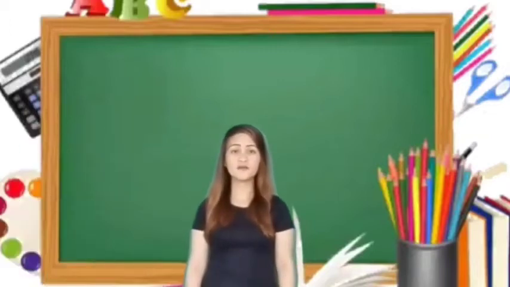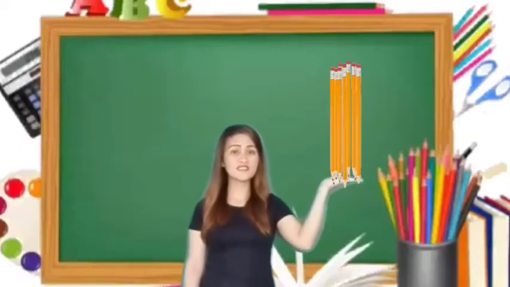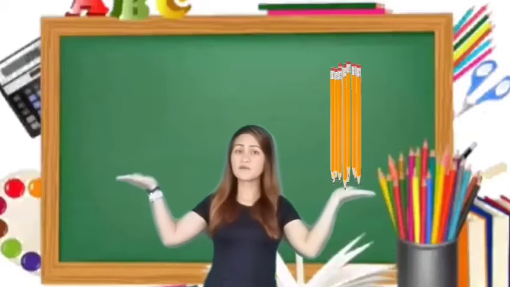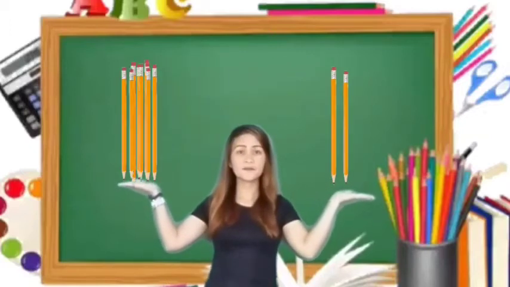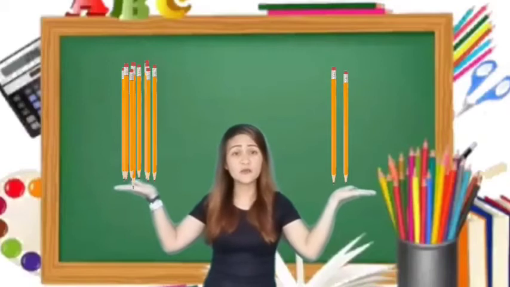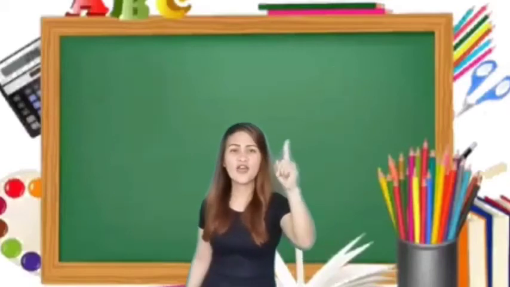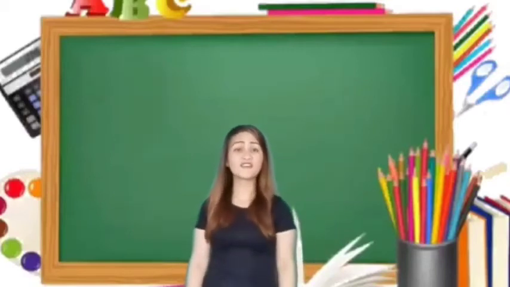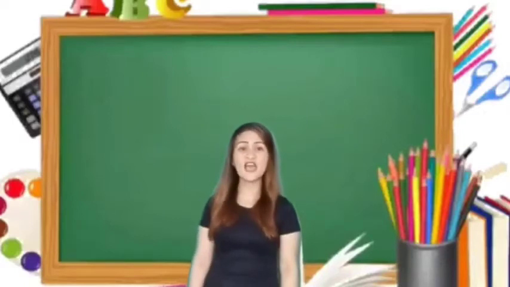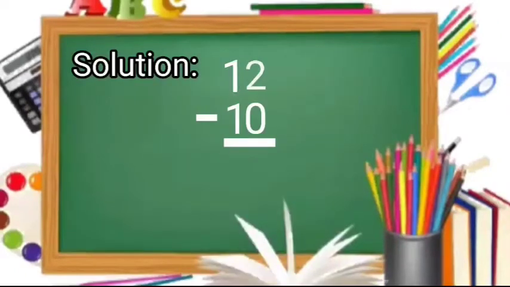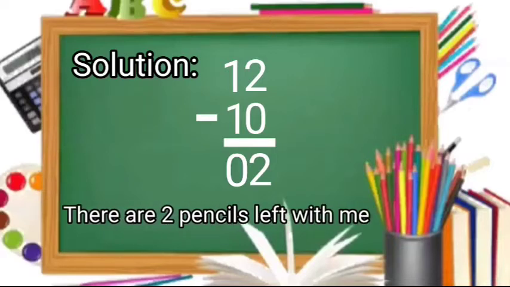For example, I have 12 pencils and I gave 10 pencils to Jessica. How many pencils are left with me? Correct! I will have to subtract 10 from 12 to find the answer. 2 minus 0 is equal to 2. 1 minus 1 is equal to 0. Thus, the difference between 12 and 10 is 2. There are 2 pencils left with me.